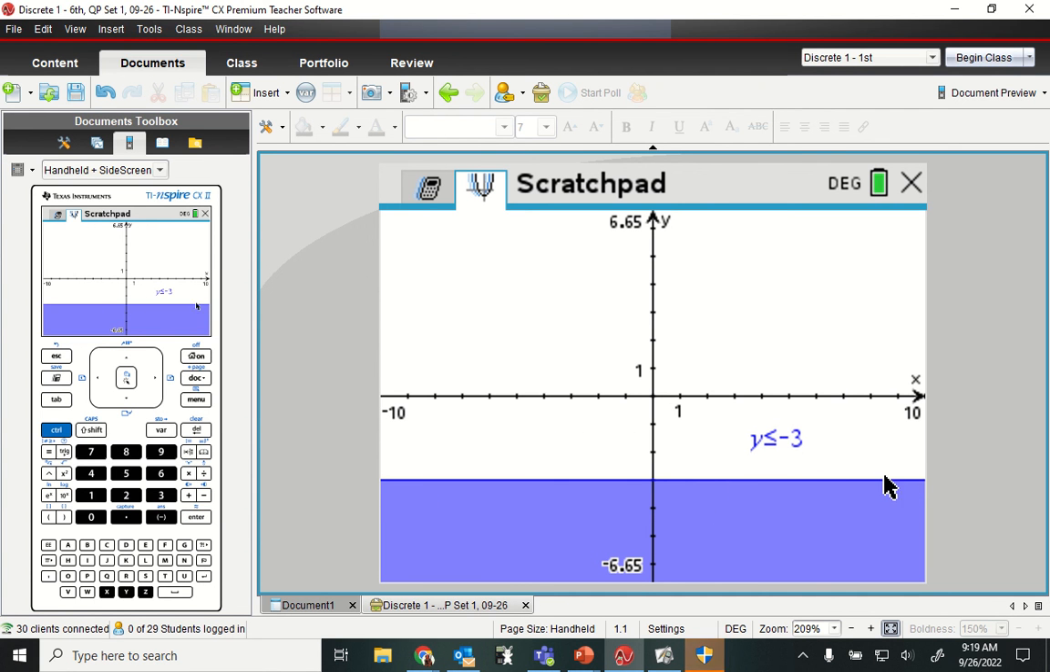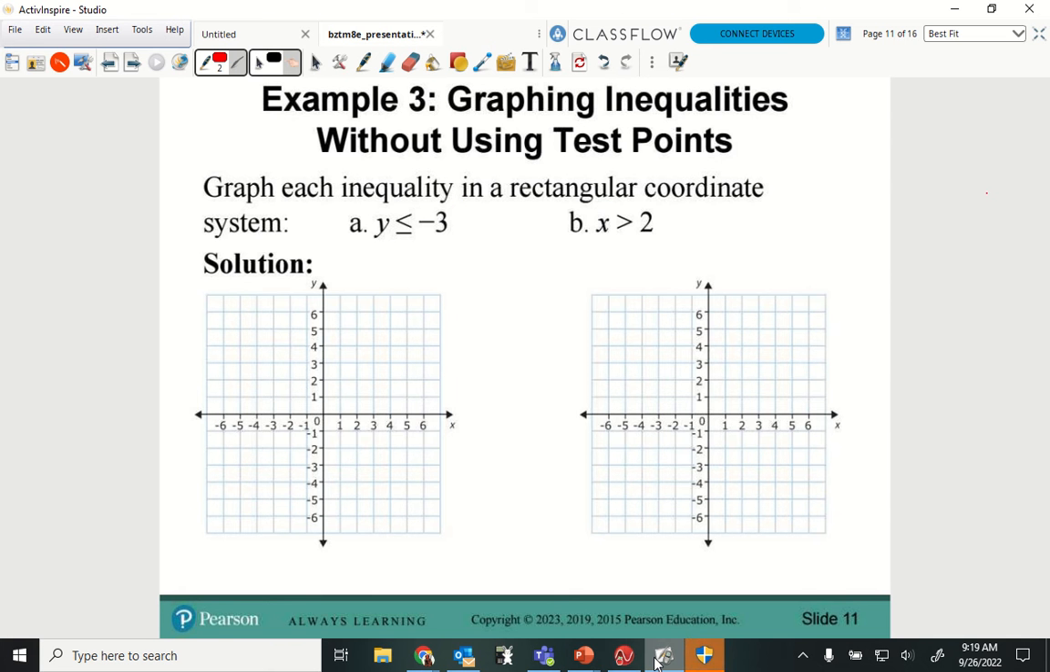So I have a line going straight across at -3. And what type of line is this? What type of line is that right there? Very good. That is a solid line. So I have it at -3 all the way across. A little bit better there.